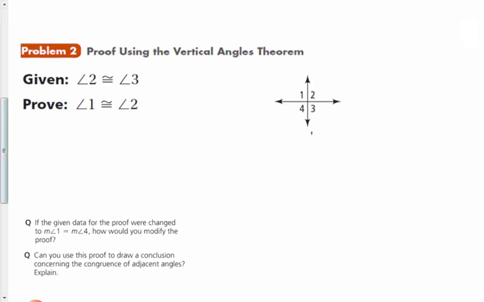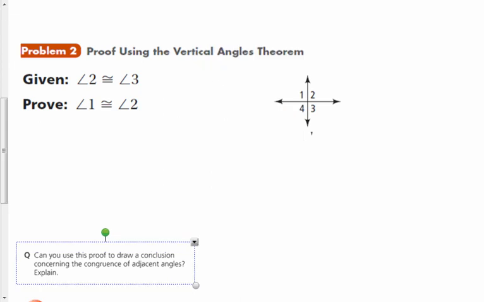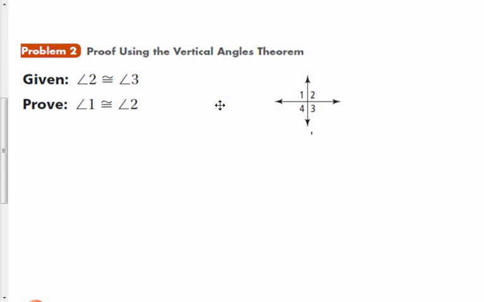All right, we're going to do one more proof together, and then I'm going to let you try one. In this one we're given that angle 2 is congruent to angle 3, and we're going to prove that angle 1 is congruent to angle 2. And we're going to use the vertical angle idea to help us do that.